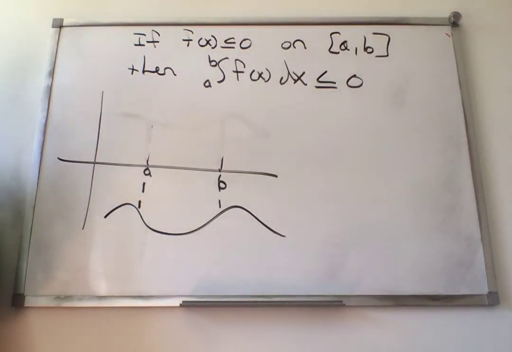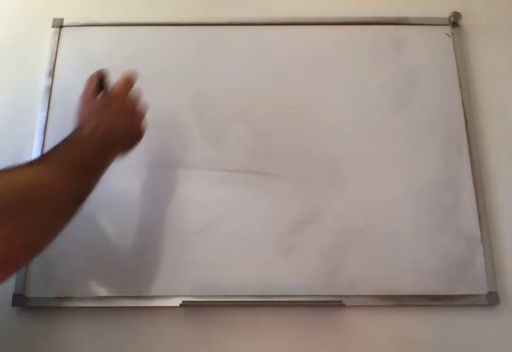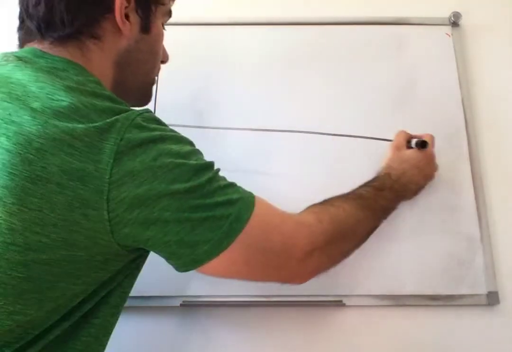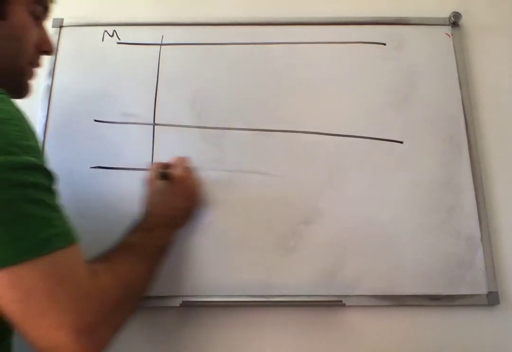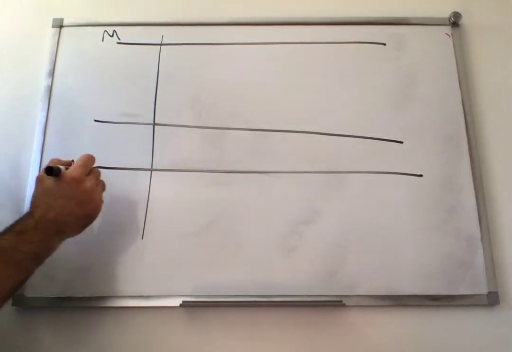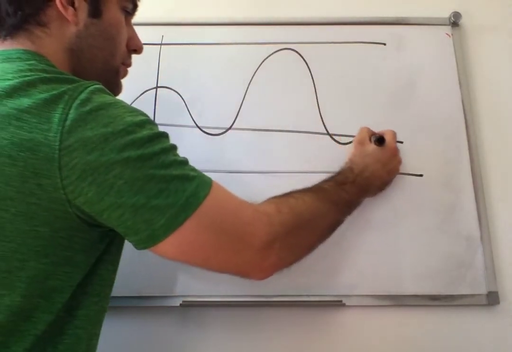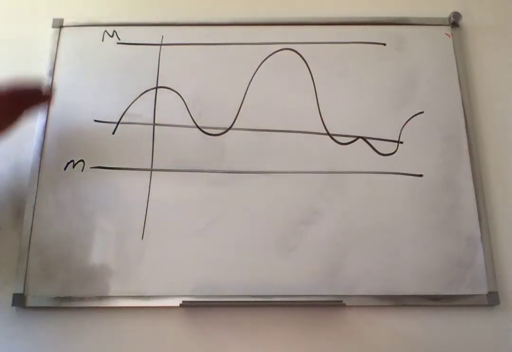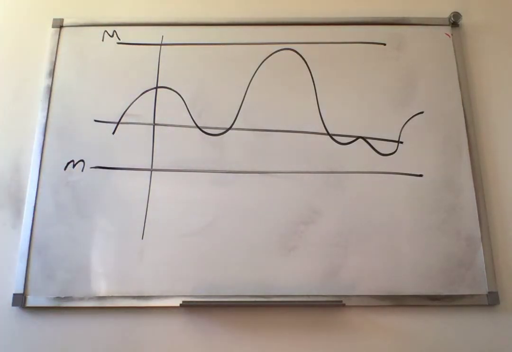See, the next one says, if a function is bounded between two numbers, so here's big M, some upper bound. We could put little m down here, and our function f never goes above big M, never goes below little m. It is stuck between big M and little m.